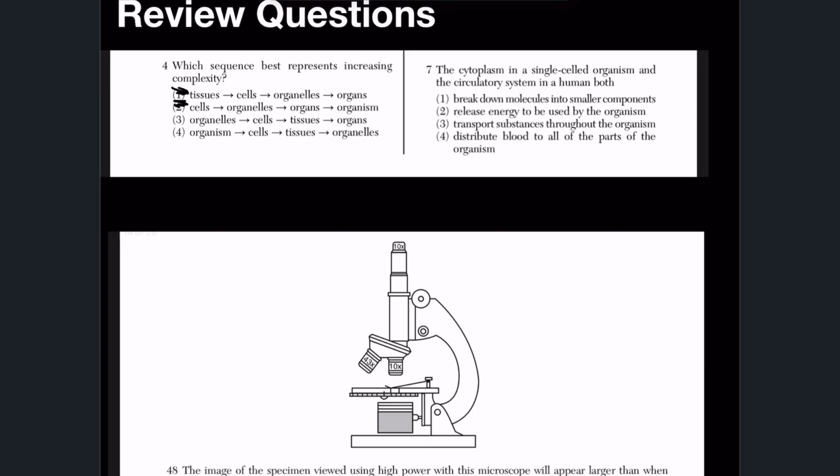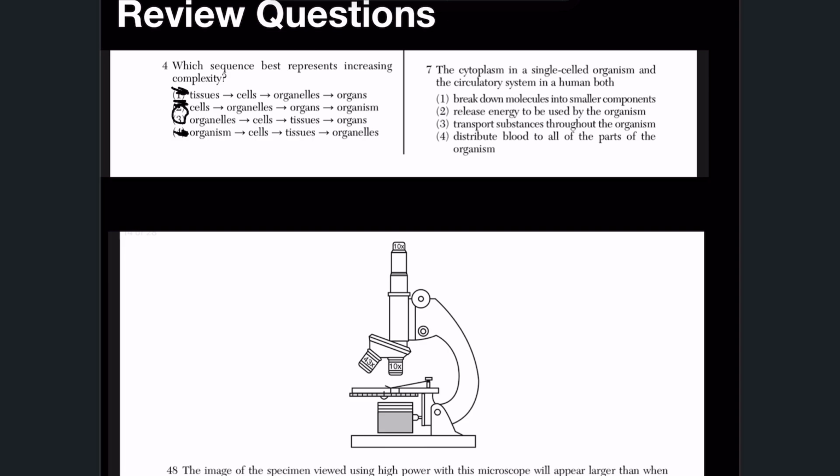The third one says organelles to cells to tissues to organs. So this one would be our answer because organelles make up cells, which then help to make up tissues and organs. So number 3 is our answer. And just to be safe, we'll check number 4, which is that organism goes to cells, which we definitely know is not the answer because organism is the largest unit and cells are the smallest.